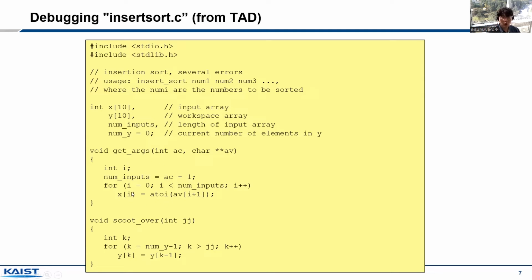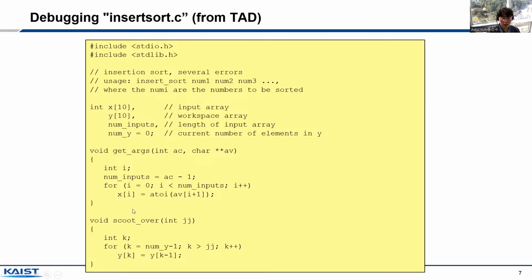And this is a function getArgs. What it does is try to get the arguments from our command line, convert them into numbers, and add them into our input array. For that, it gets 2 arguments. AC stands for the number of command line arguments, and this is the array that stores the command line arguments.